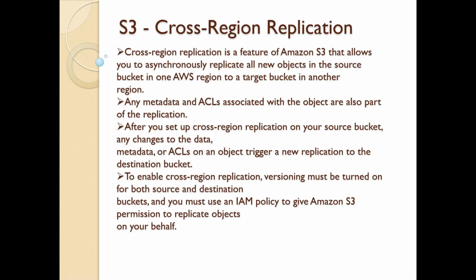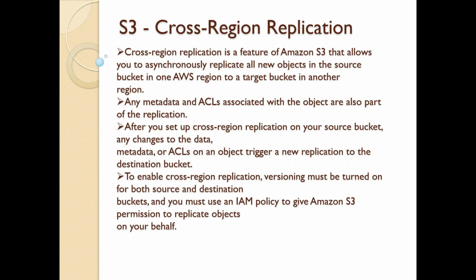Okay. So next very important topic we need to talk about is replication, right? Replication. There are two types of replication. One is same region replication, it's called SRR. Another one is CRR, cross region replication. So cross region replication is a feature of S3 that allows you to asynchronously replicate all new objects in the source bucket in one region to a target bucket in another region.